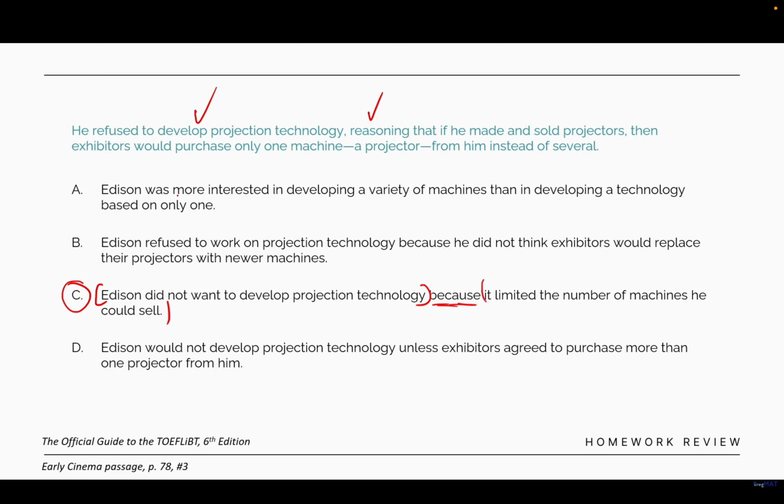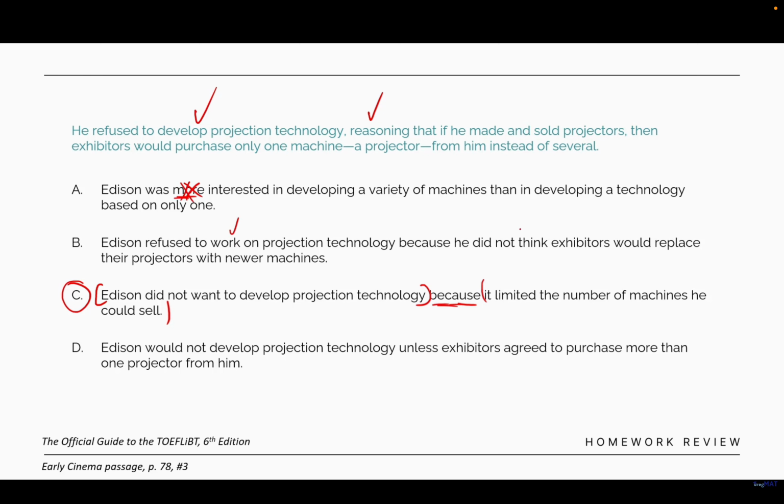Okay, do you want to talk about why answers are wrong? Why is A wrong? The line doesn't state that Edison was interested in developing a variety of machines. More importantly, does it actually say more interested? Do you see a comparison? I don't see a comparison anywhere. Okay, B. He didn't refuse to work on projection technology. He refused to develop it, right? Not really work on it. Exactly. But let's imagine that's correct. Let's just imagine what else makes this wrong.